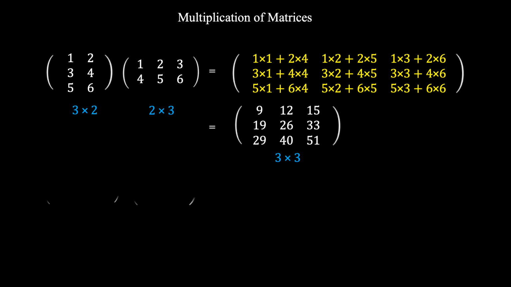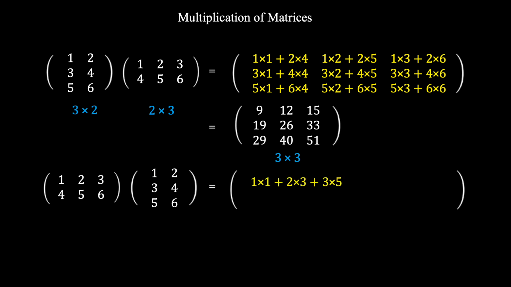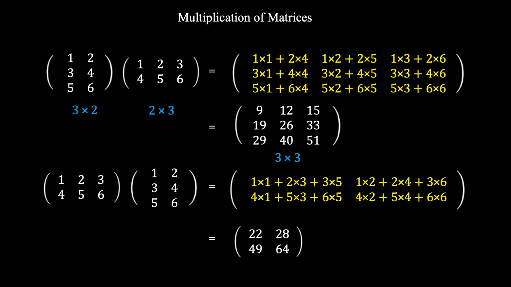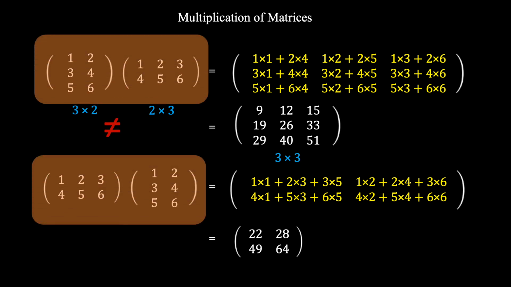What if we reverse the order of the matrices? That is to say, we multiply the 2 by 3 matrix to the 3 by 2 matrix. Following the same rule, we get a 2 by 2 matrix as the result. It is totally different with the previous result, which multiplies the same two matrices but just in a different order.